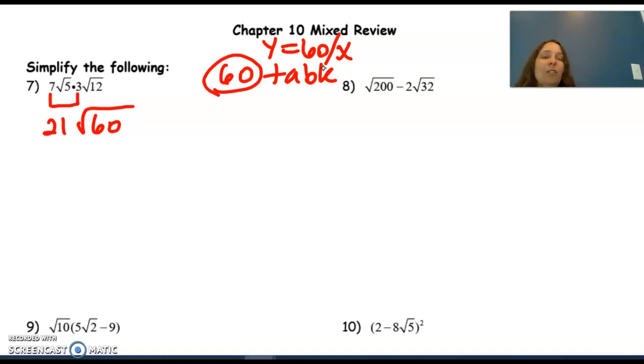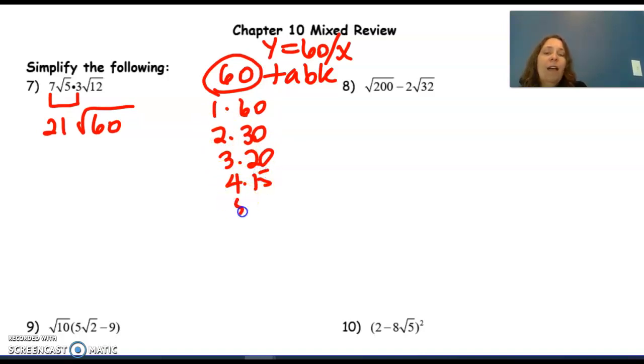Anytime you get to a decimal, just skip it. You don't want to look at that because that means that the number did not divide evenly into 60. In this particular case, my table would have 1 times 60, 2 times 30, 3 times 20, 4 times 15, 5 times 12, 6 times 10, and I think that's it. So the question is, what's the best way to break this down? Well, there is definitely one best answer, and that is by looking at 4 and 15.